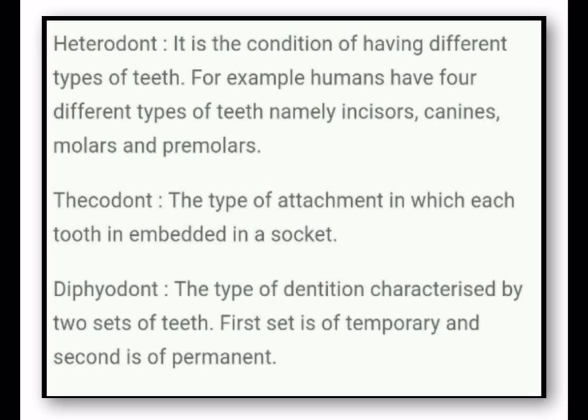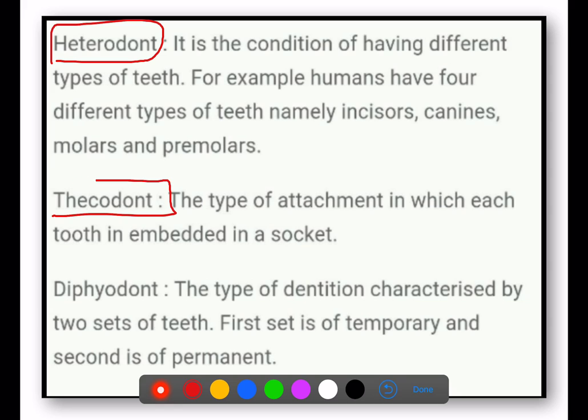So human dentition is of three types. They are termed as heterodont, thecodont and diphyodont. So what does heterodont mean? Heterodont, the name itself suggests hetero, it is different types. So human dentition has four types, that is incisors, canines, molars and premolars. Thecodont suggests the tooth is embedded in a socket, and diphyodont is having two sets of teeth, that is primary dentition and permanent dentition. So human dentition comes under the following: heterodont, thecodont and diphyodont.